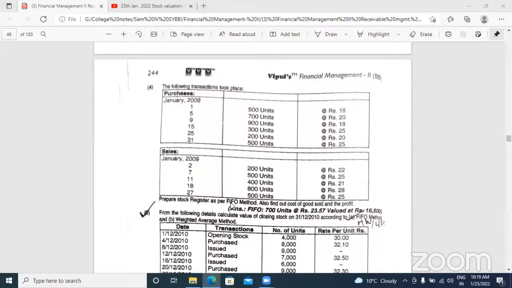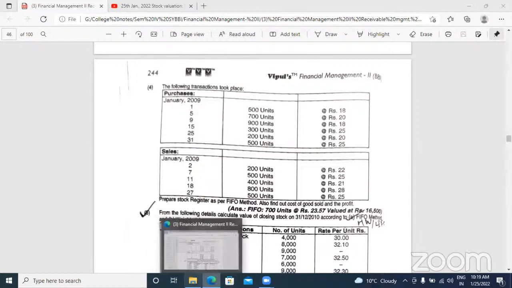Prepare stock ledger or stock register as per FIFO method. Also find out cost of goods sold and profit. That will not be asked in your question paper. Only according to FIFO method, calculate closing stock. Okay. So shall we begin, students? Yes, ma'am. So let's start. Draw the lines.